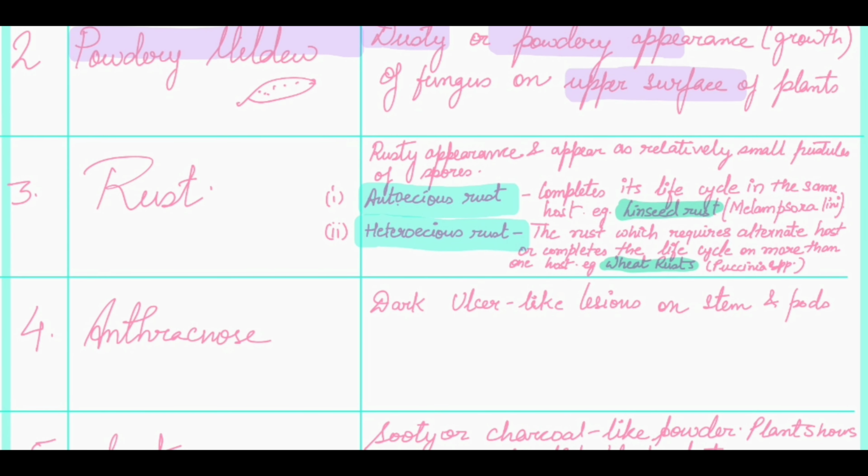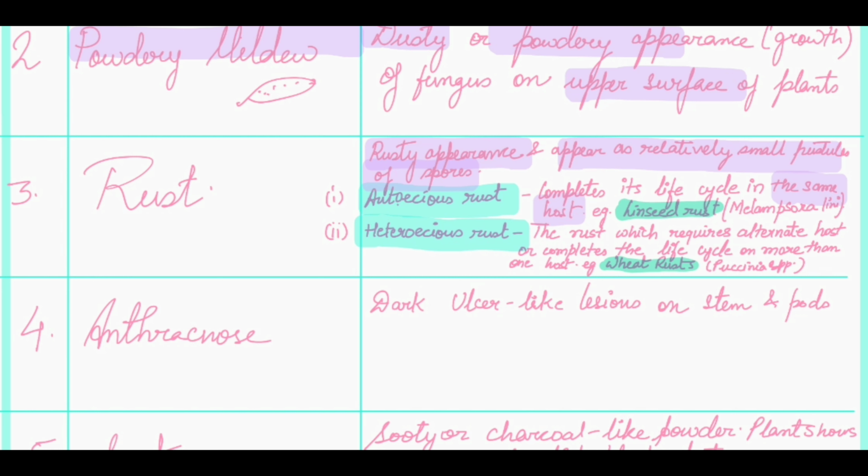Okay, next we are going to see is rust. Rust is called rust due to the rusty appearance. When the disease happens, it appears like rust has taken place on the plant. So the rusty appearance is seen and appears as relatively small pustules of spores. Apart from this, rust can be categorized into two parts: autoecious rust and heteroecious rust. In autoecious rust, it completes its life cycle on the same host, but in heteroecious rust, it does not complete its life cycle on the same host. In fact, it requires more than one host.